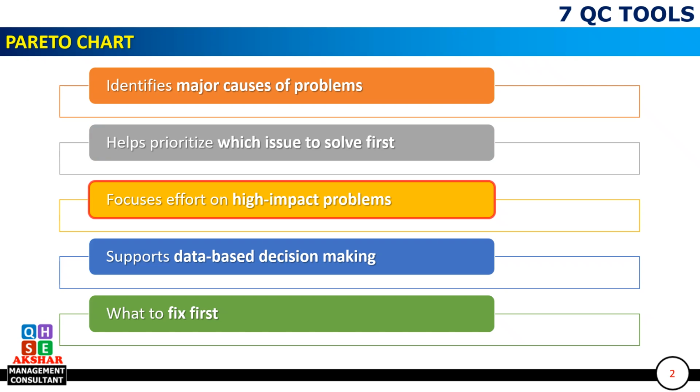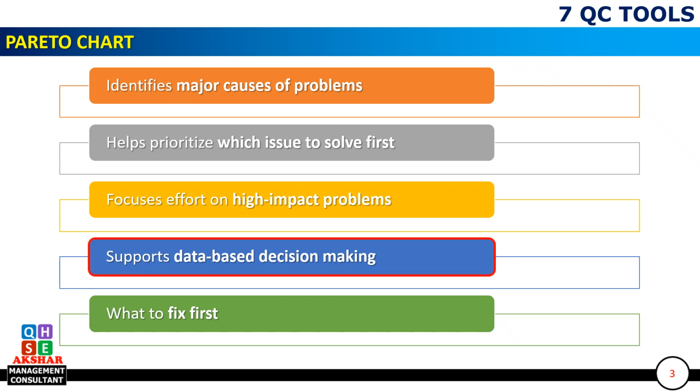Third, it helps the team focus on high-impact problems. When we solve the few critical issues, we automatically reduce a large percentage of total problems. This follows the 80-20 principle. A few causes create most of the problems.